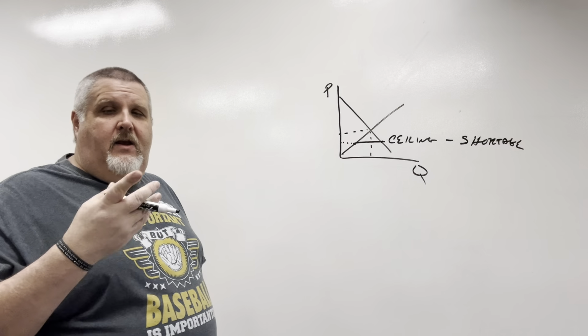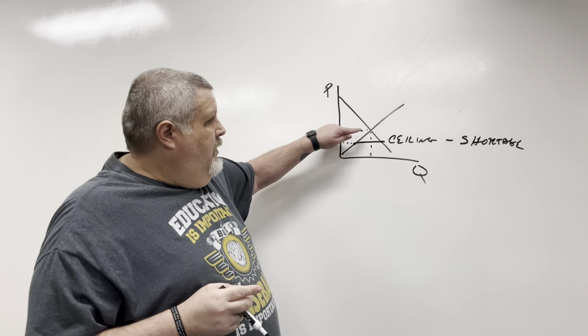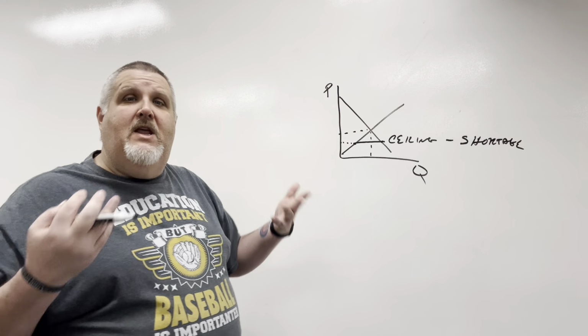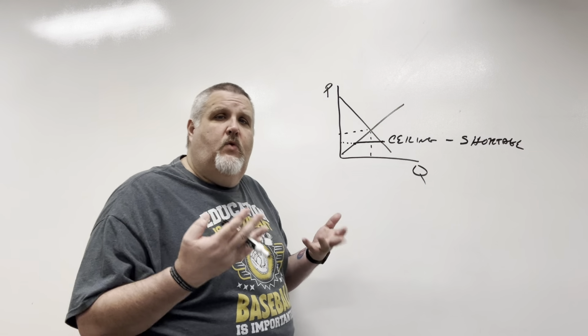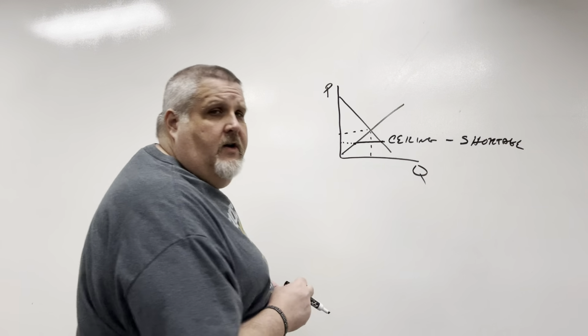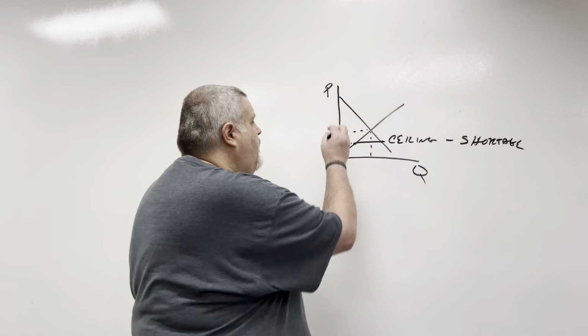The opposite could also happen. The government might say, you know what? If we're operating here, there's not going to be enough, okay? We want a surplus. We want more than enough. And so they're going to say, let's have a price ceiling.